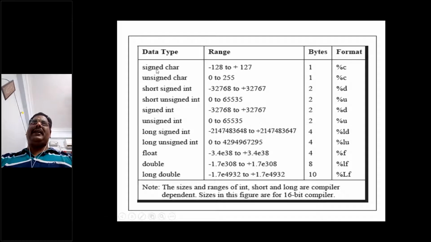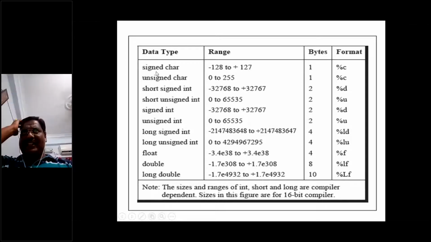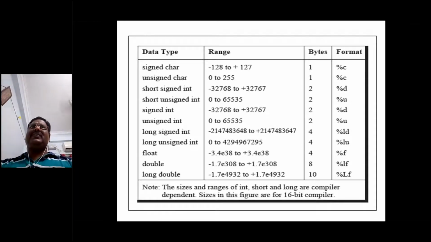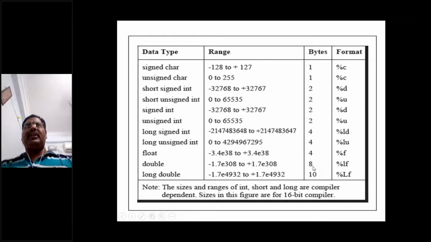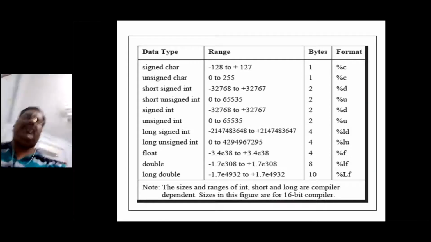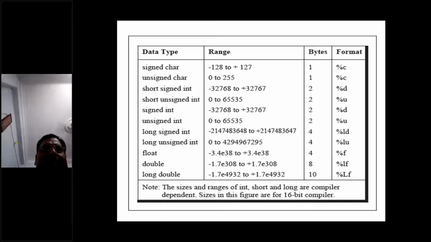Signed characters may accept positive and negative values within the range, and unsigned characters only accept positive values. A character occupies 1 byte, a float occupies 4 bytes, a double occupies 8 bytes, and an int occupies 2 bytes. Like that we can say.